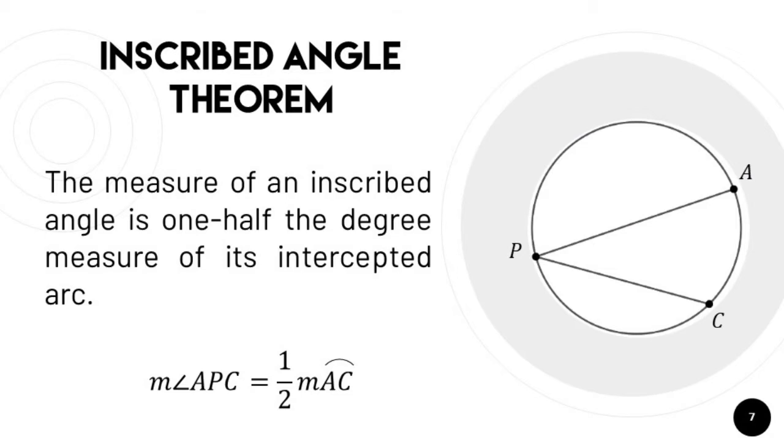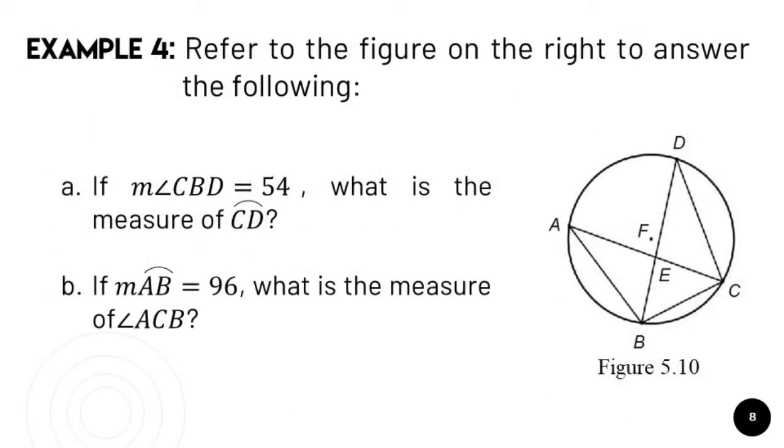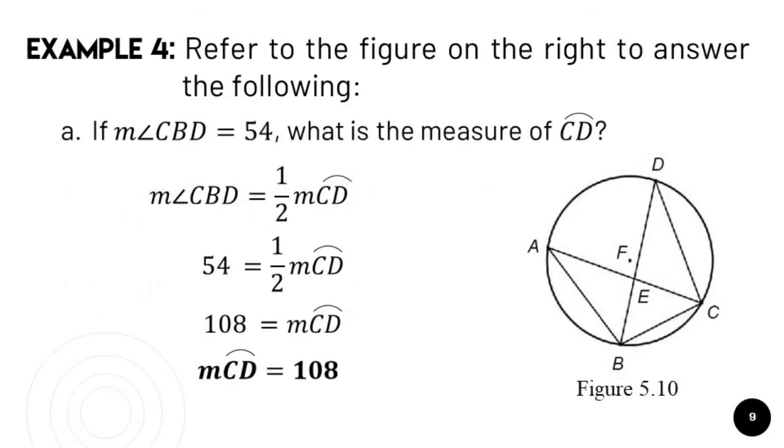Using the figure, we have angle APC as an inscribed angle, intercepting arc AC. With the inscribed angle theorem, the measure of angle APC is equal to 1/2 the measure of arc AC. Let us take a look at these examples. Refer to the figure on the right to answer the following. A. If the measure of angle CBD is equal to 54, what is the measure of arc CD? And B. If the measure of arc AB is equal to 96, what is the measure of angle ACB?